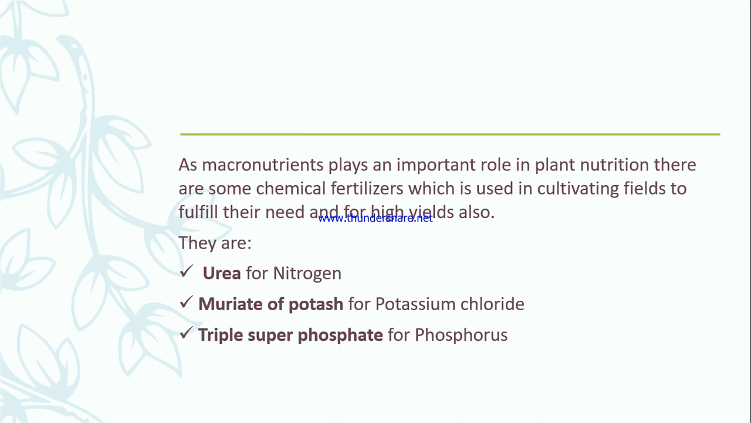Now we have to learn some substitutes for these macronutrients. These 10 macronutrients are very important in plant nutrition. But if there is any deficiency, we can fulfill the deficiency of this nutrient by applying some chemical fertilizer, which will fulfill the deficiency of nutrient and also give us high yield or high production of different types of crops. Like for nitrogen we use urea, for potassium we use muriate of potash, and for phosphorus we use triple superphosphate. So I have blocked the fertilizer names. Please memorize them with correct spelling.